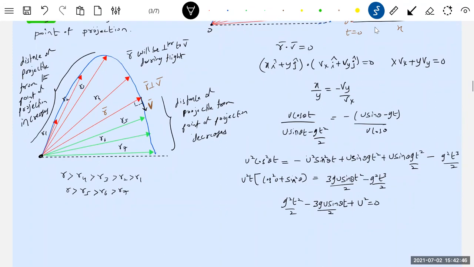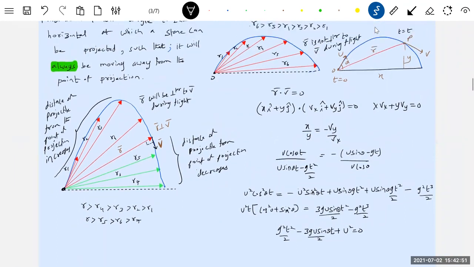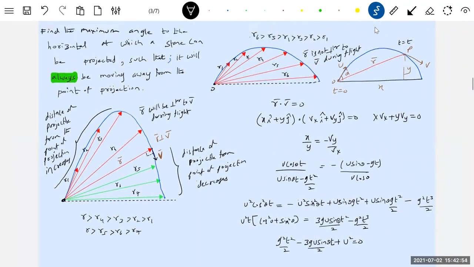What shall I do now? Okay, fine. I want that angle. So what shall I do with this situation? During the flight, if the position vector becomes perpendicular to the velocity vector, then it will not always move away from the point of projection. If this condition is not satisfied, then it will always move away from the point of projection. But what did we assume? We assumed that r bar dot v bar equals 0, meaning it will never move. But we want it to move.